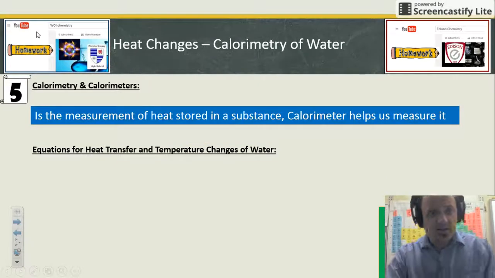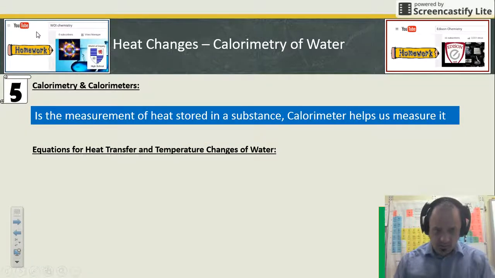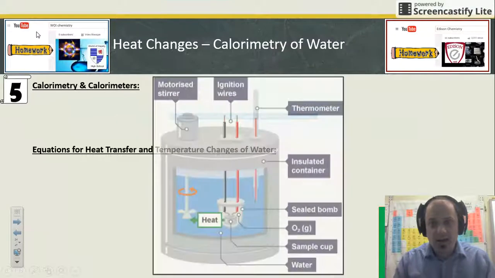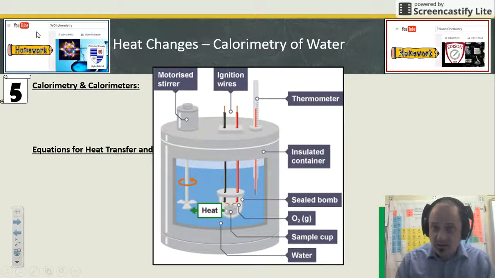To cover the basics, calorimetry is what we call this. It's the measurement of heat stored in a substance. A calorimeter helps us measure it. And here's a picture of a high-class calorimeter.